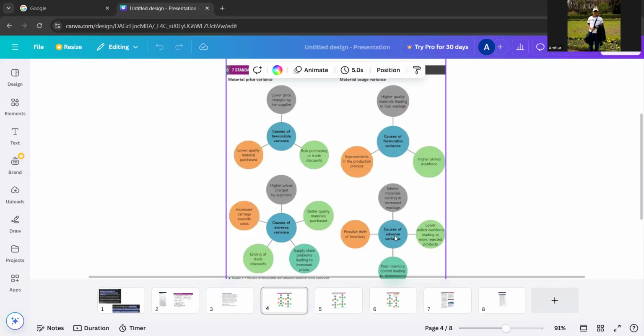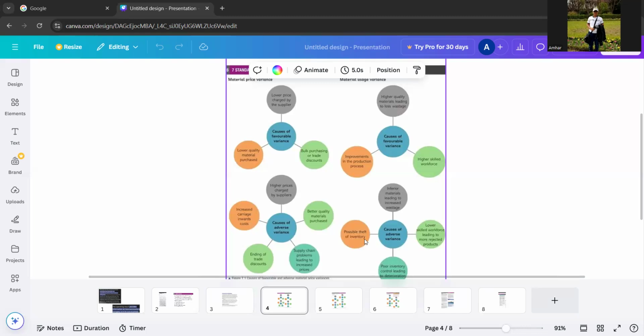So the first one is inferior materials leading to increased wastage. When they use inferior materials, it will lead to increased wastage. So when the wastage is high, it will cause an adverse variance. Did you understand that? Yeah, I understand that. So inferior means low quality. When they use that, it will increase the wastage, right?